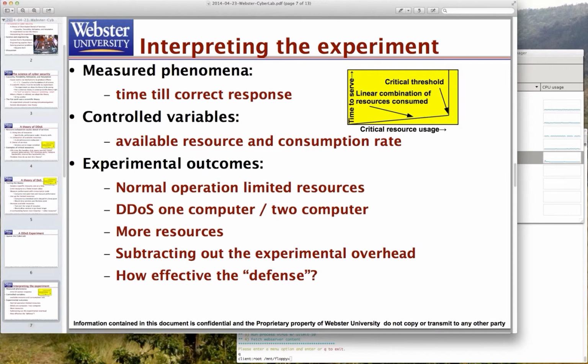Then we added more resources, and we found that the two computers couldn't crash it, and it would take more. We don't know how much more because we didn't do that experiment here. There's another thing to note, and that is we have to subtract out the experimental overhead. And we did that, and what you can see, of course, is that the experimental overhead was one of the causes of things slowing down, and if you don't subtract it, then you'll get a false sense of the actual values for these parameters. And then as a defense, how effective is it to increase the resource? Well, it looks like it's very effective. If we just keep putting in more resources, then we'll be able to sustain more and more attack up until we get to some other critical resource.